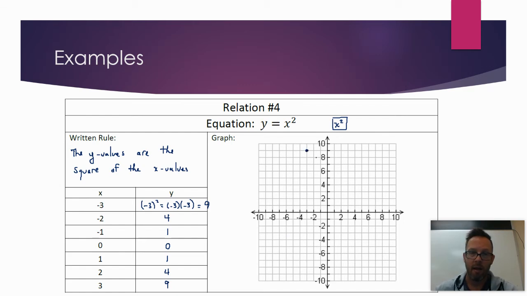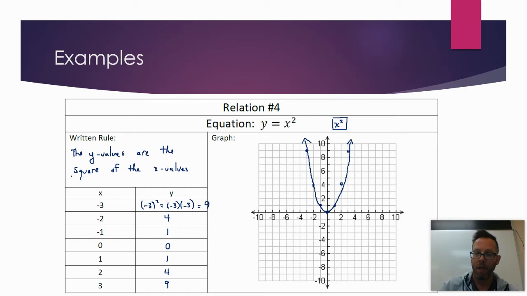So the points are (-3, 9), (-2, 4), (-1, 1), (0, 0). But check this out. Now the points are going back up: (1, 1), (2, 4), (3, 9). And we don't get a straight line. We get what we call a non-linear relation because it's not a straight line. And that's what the graph of that relation looks like, y equals x squared. And as you proceed throughout the grades, you'll learn more and more types of equations that give you cool different shapes of graphs. But that's for then.